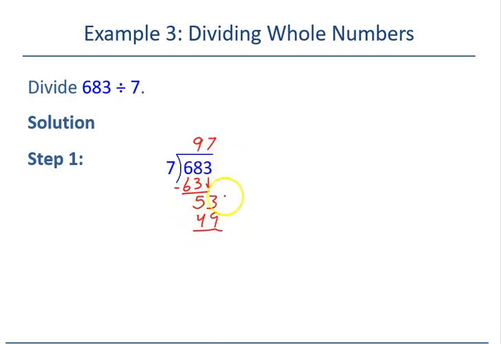Notice I don't have any other numbers to bring down. So now I can do my subtraction. I've got 13 here. This goes to a 4. So this right here is going to be a 4. So here I would have a remainder of 4.